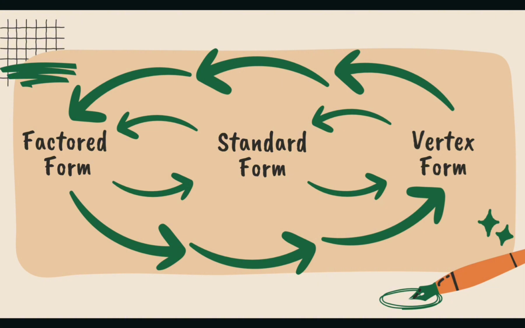If we are going to convert from vertex form to standard form, we only need to multiply and simplify, nothing else. When converting from standard form to factored form, we need to factor. If we are converting from factored form to standard form, we also need to multiply and simplify. When converting from standard form to vertex form, we need to complete the square.